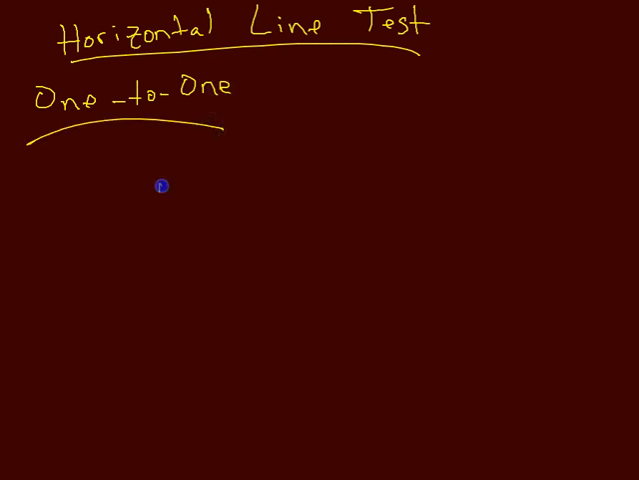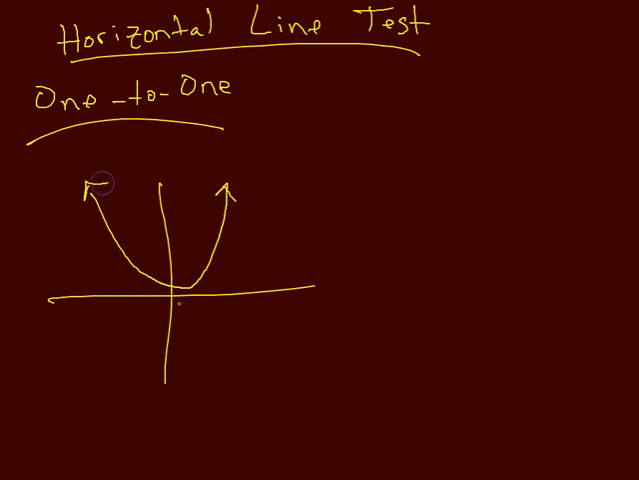Okay, so for example, if we look at the graph of a basic parabola here, notice that this passes the vertical line test, so it is a function, but it does not pass the horizontal line test because a horizontal line will cross at two different points. So this does not have an inverse. And you might ask, wait a minute, we just saw that x squared had an inverse. Yes, x squared on a limited domain will have an inverse, but the entire graph of x squared does not.